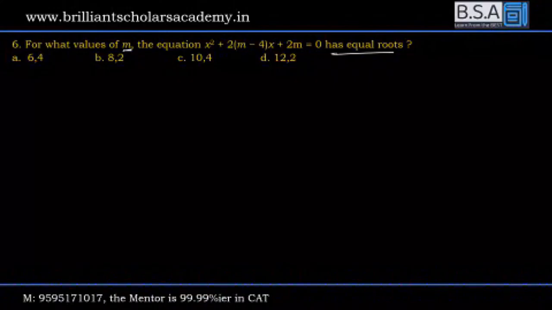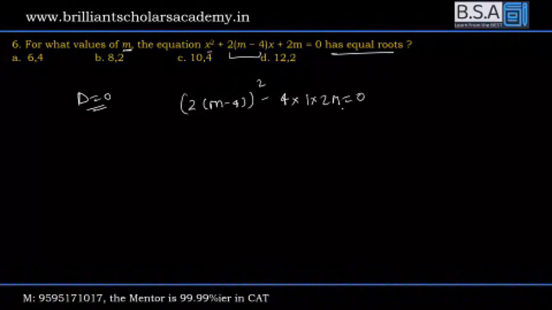So I am looking for the value of m for which the roots will be equal. Roots will be equal. So very simple condition. Seedha seedha solution pe aao. And when are the roots equal? Roots barabar kab hote hain? When delta is equal to 0. What is delta? b square minus 4ac is equal to 0. Yeh hota hai toh roots are equal.